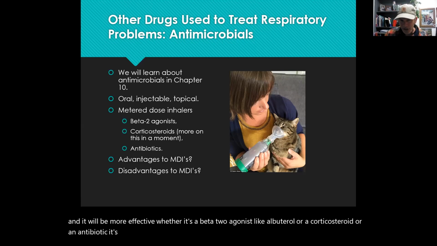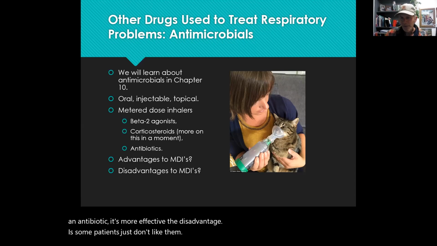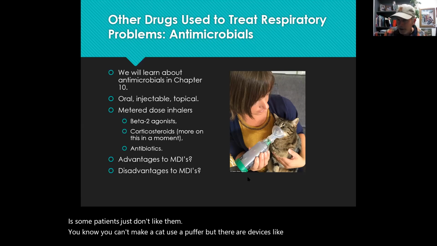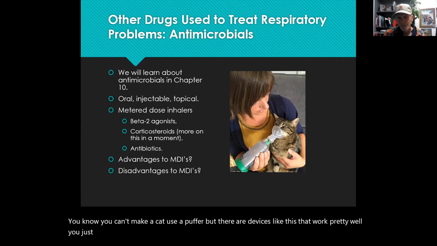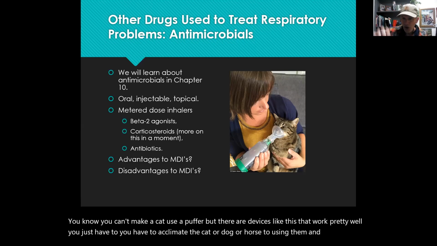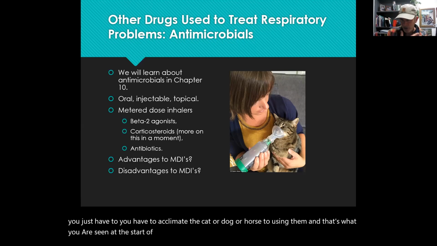The disadvantage is some patients just don't like them. You can't make a cat use a puffer, but there are devices like this that work pretty well. You just have to acclimate the cat or dog or horse to using them, and that's what you are seeing at the start of each section. That's a horse with a metered dose inhaler.